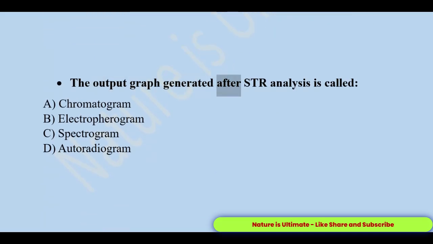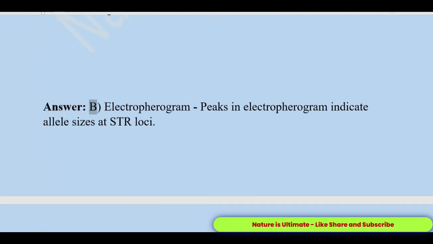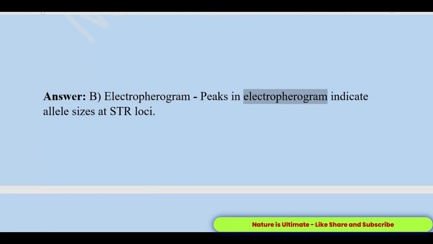The output graph generated after STR analysis is called A. Chromatogram, B. Electropherogram, C. Spectrogram, D. Autoradiogram. Answer: B. Electropherogram. Peaks in the electropherogram indicate allele sizes at STR loci.